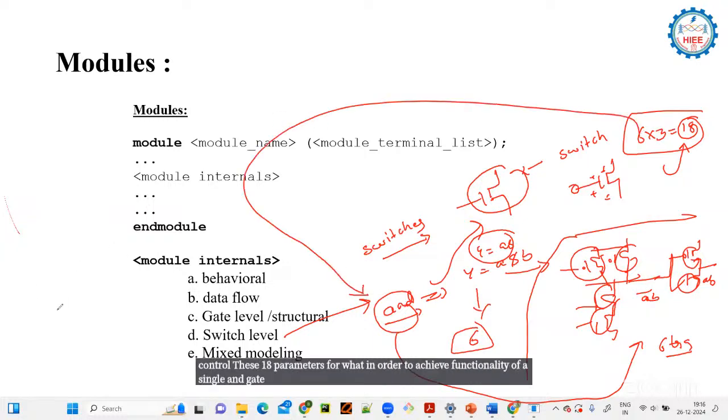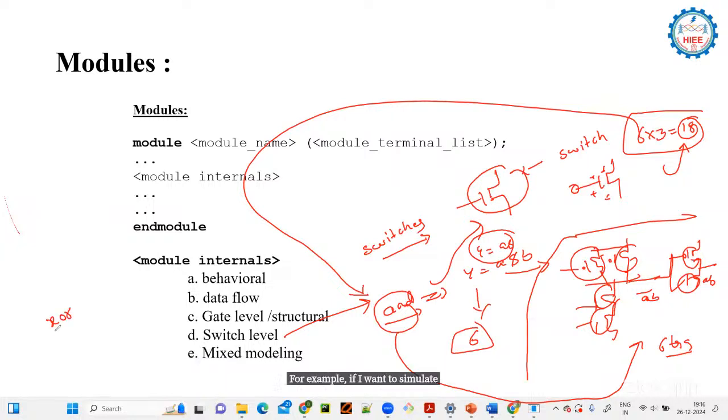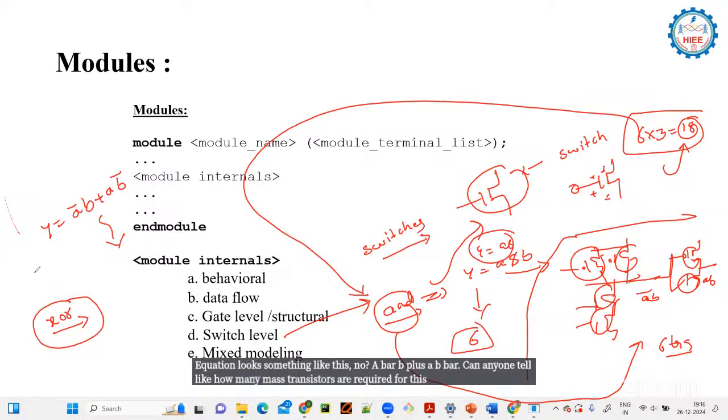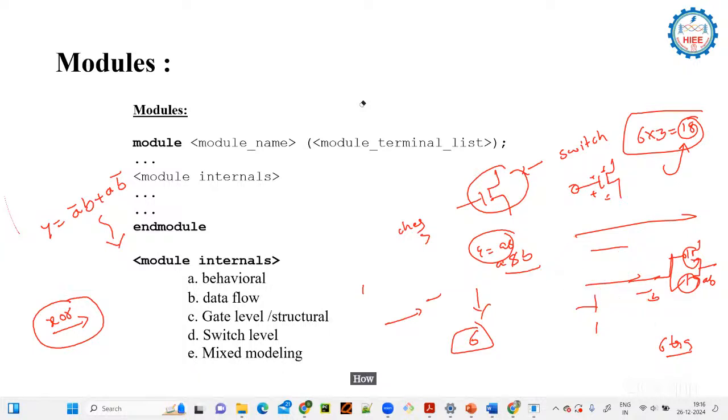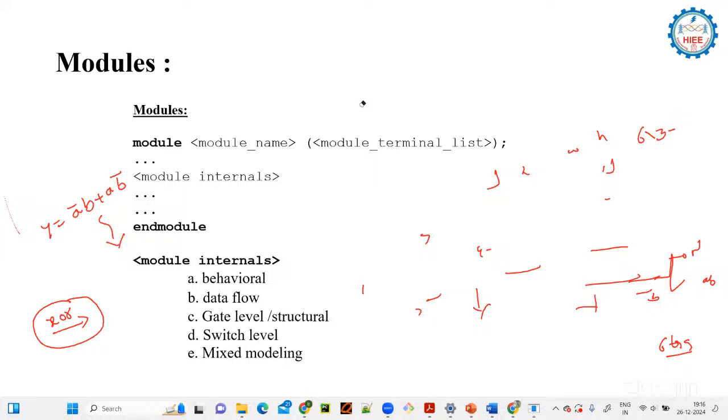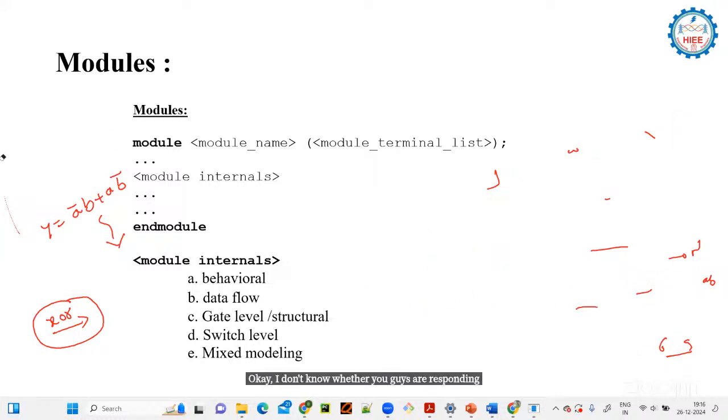For example, if I want to simulate the behavior of an XOR gate, can anyone tell me how many MOS transistors are required for an XOR gate? The equation looks something like this, no? A bar B plus A B bar. Can anyone tell how many MOS transistors are required for this? How many MOS transistors? Okay, I don't know whether you guys are responding or not, but let me explain it to you.